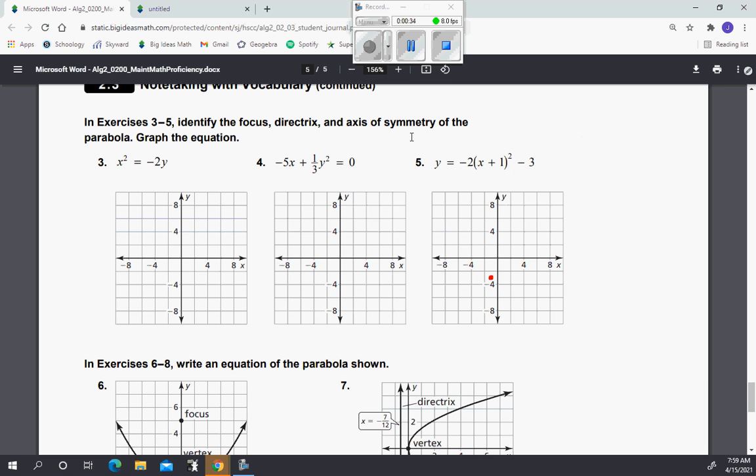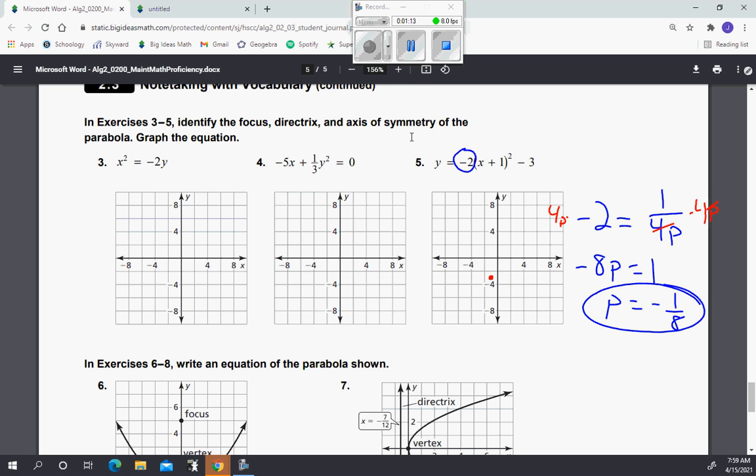Okay, there's my vertex. Now, I have to find P, so I can find the focus. I'm going to take this number in front, -2, and I'm going to set that equal to 1 over 4P. Okay, I'm going to multiply by 4P on both sides, so I get -8P is equal to 1. Right, because if I multiply by 4P on both sides, it cancels out. Okay, and then I'm going to divide by -8. So P is equal to -1 over 8.